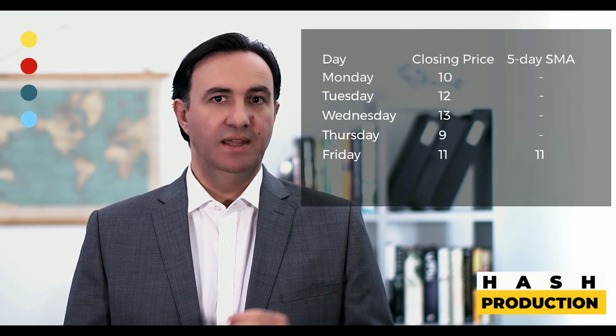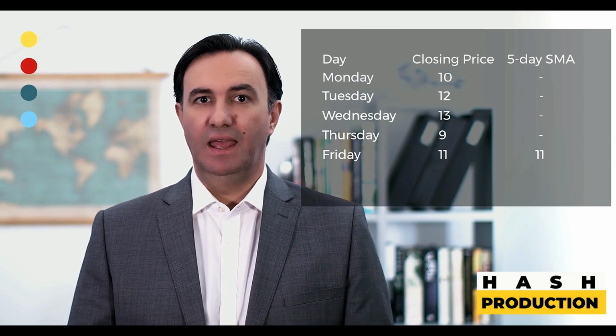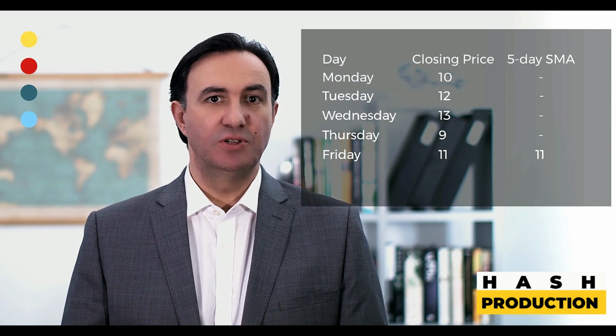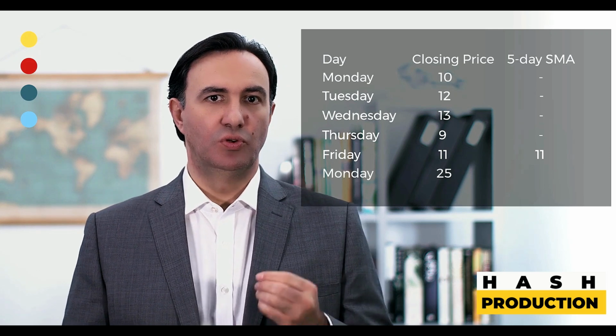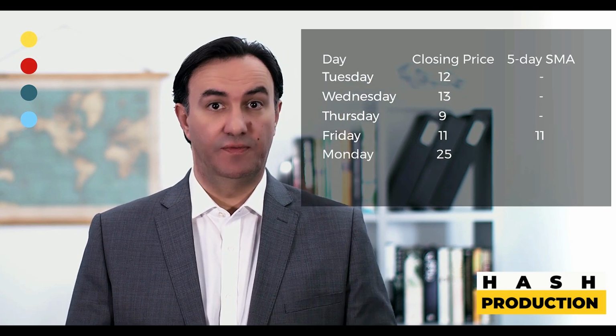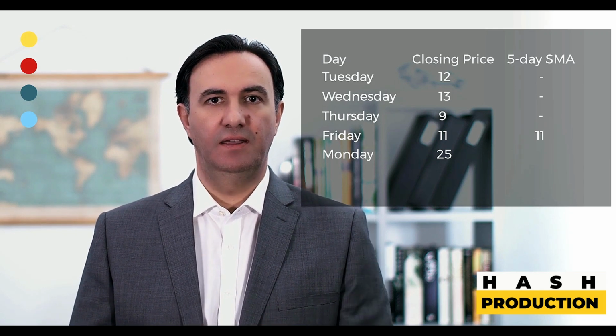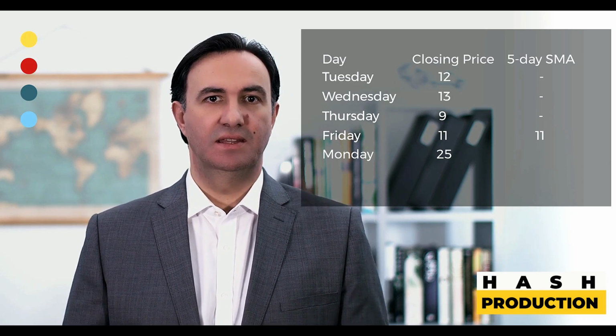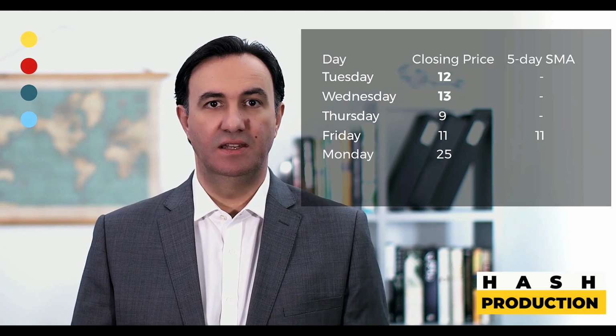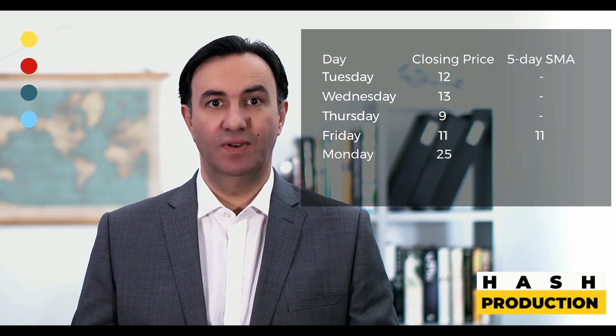Throughout our introduction to the various types of indicator, I'll show you how each indicator reacts to price changes. For moving averages, let's look at our example again. Let's say we move forward a day and the closing price has leapt to 25. We would lose last Monday's price of 10 out of the calculation and include the 25. This means that our data set is now 12, 13, 9, 11 and 25.